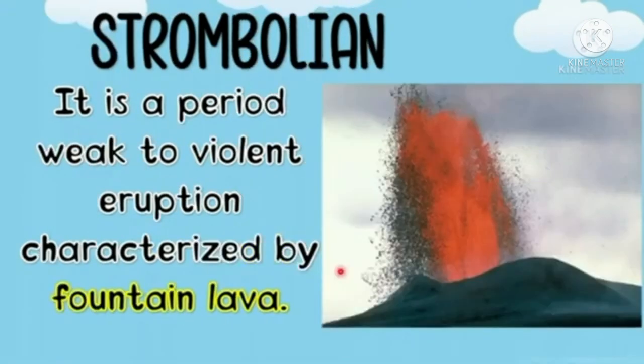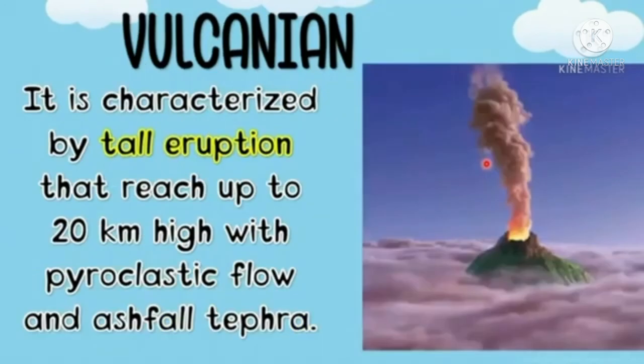The third is strombolian. It is a weak to violent eruption characterized by fountain lava as shown on your screen right now. The fourth one is called Vulcanian. It is characterized by tall eruption that reaches up to 20 kilometers high with pyroclastic flow and ashfall tephra. Again, it is characterized as tall eruption.